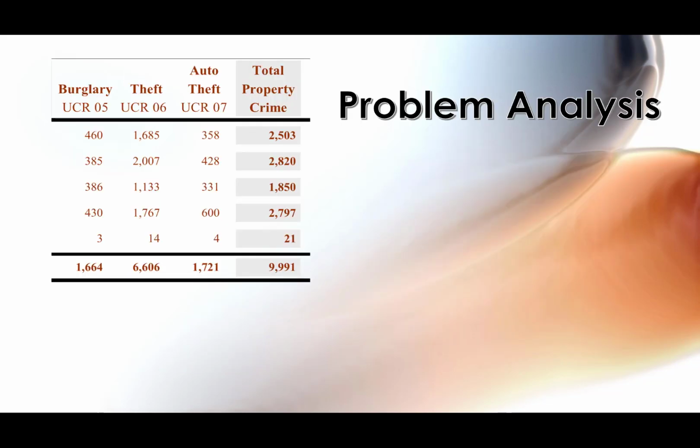So here's my problem analysis. In 2017, there were a total of 9,991 property crimes committed in the city of Riverside. Of those, approximately 1,600 were burglaries, meaning that there was a breaking and entering. Approximately 1,700 were auto theft. And then we're going to focus on the 6,600, which were defined as general theft.